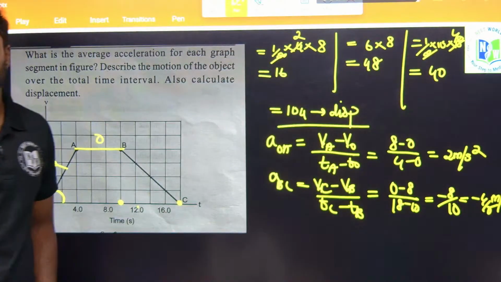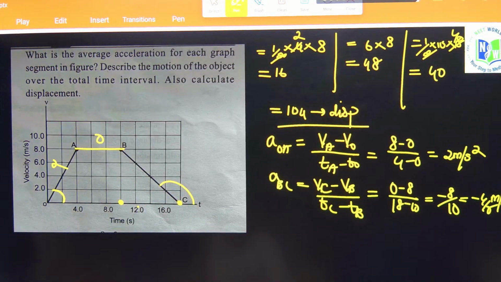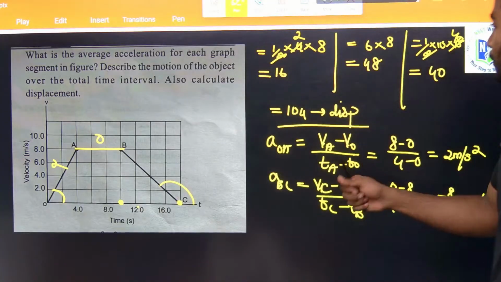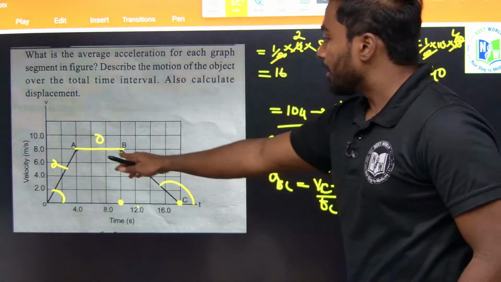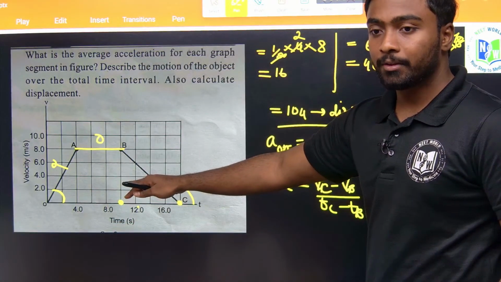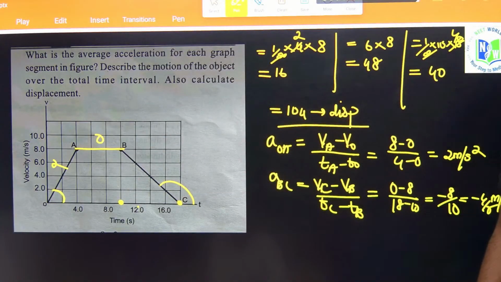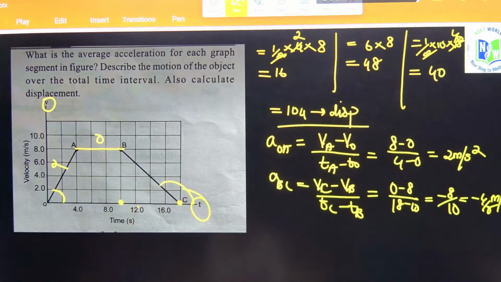So it's a deceleration, and if you see the angle, it is greater than 90, right? So we got the acceleration as well as the displacement also. If you take tan theta or slope, you will get the acceleration, right? And if you find the area, you will get the displacement for a VT graph. Okay.